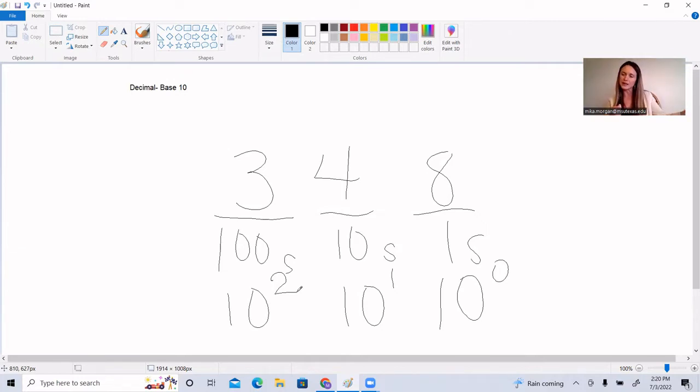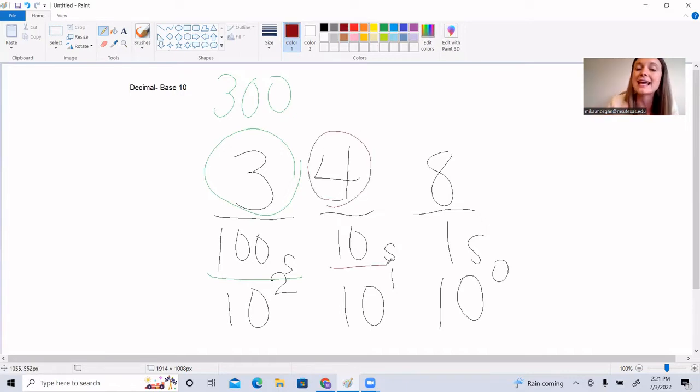Every time I add a new place value, I'm increasing my exponent. I'm multiplying my base 10 up to another power. And then if I said, okay, well, how do I know how much these numbers are worth? Well, you have 3 hundreds, which means this first little 3 in that place is worth 300. And then you have a 4 in the tens place.